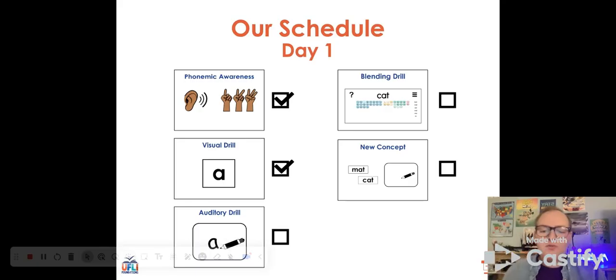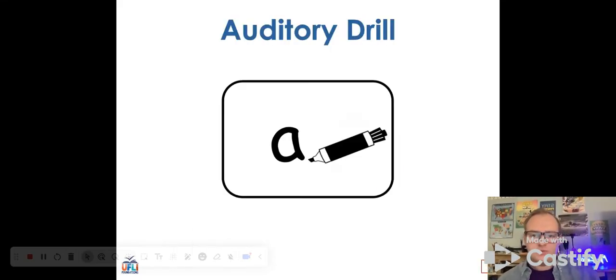Now we are going to get ready for our auditory drill. If you have a whiteboard and marker, that would work best, but if you have a paper and pencil, that also works. And if you don't have either of those, you can always just use your finger and write on the table in front of you. I'm going to say a sound, and I would like you to write the letters that represent that sound.